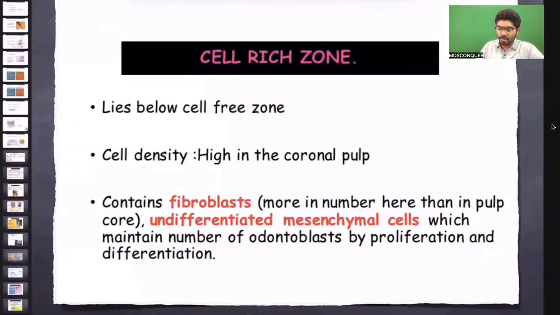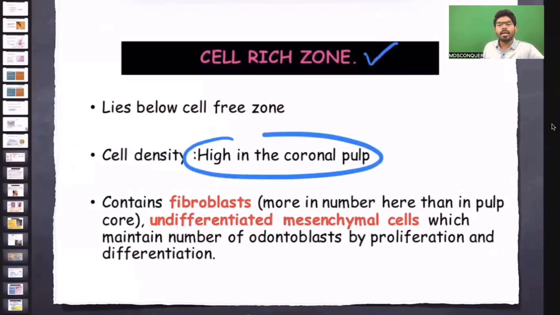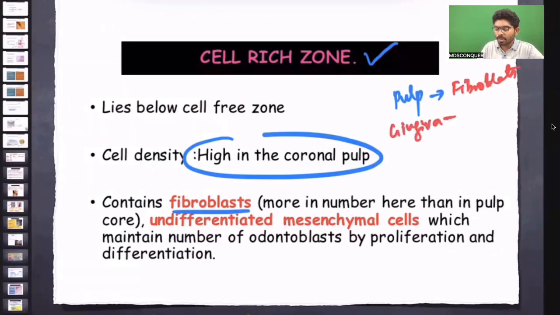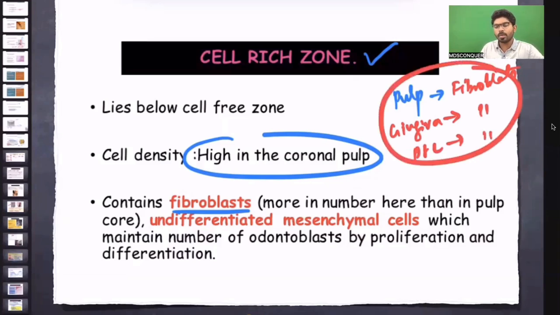Then comes the cell rich zone, because it contains lots of cells. It is high in the case of coronal pulp. You have fibroblasts. What are the predominant cells in the pulp? The predominant cells in the pulp are fibroblasts. What are the predominant cells in the gingiva? Perio question. Yes, answer is same. What are the predominant cells in the periodontal ligament? Answer is same.